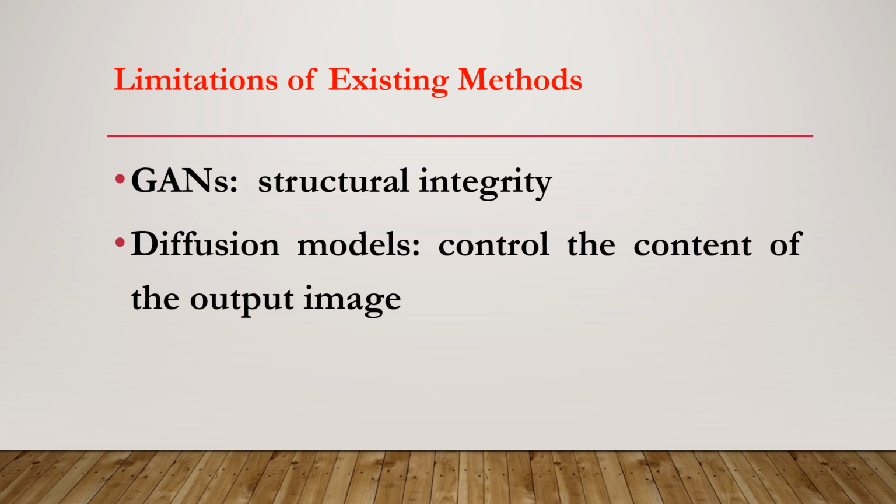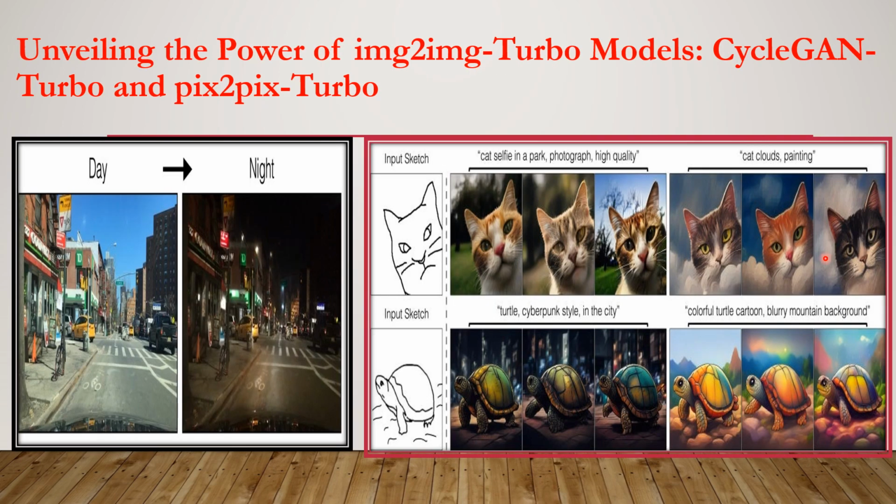Now comes Image to Image Turbo. It addresses these limitations of traditional methods by introducing Cycle GAN Turbo and Pix to Pix Turbo, which facilitate one-step image translation with superior content preservation and efficiency. These models leverage the power of pre-trained text to image diffusion models and integrate innovative architectural elements to achieve this.